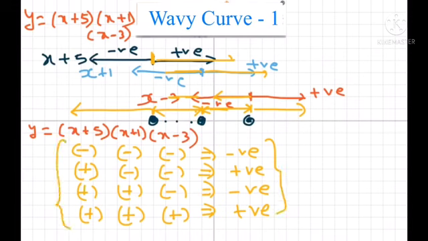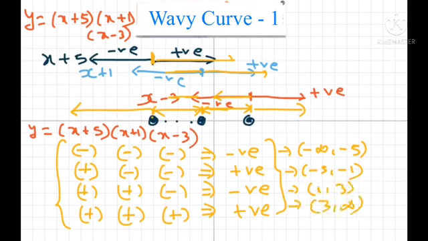So let's move to the next and let's see. The first region, less than minus 5, it is negative. Between minus infinity to minus 5. This one is between minus 5 to minus 1. This is between minus 1 to 3, and this is between 3 to infinity. Now let's move to the next slide and plot the graph of this.